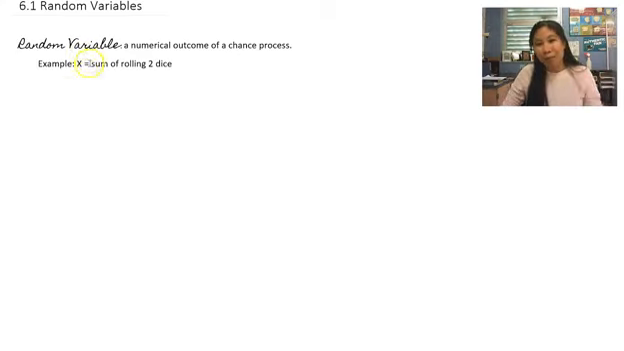For the random variable part, we're just saying x equals. We usually use a capital letter to stand for the random variable. A lot of times we like to use x, but really you could use any letter.